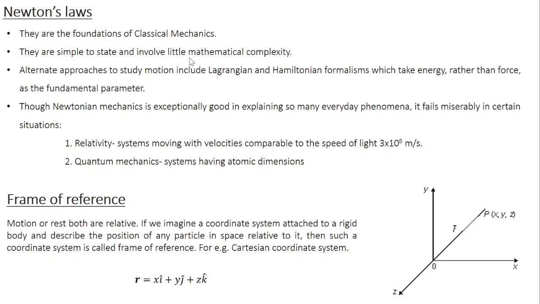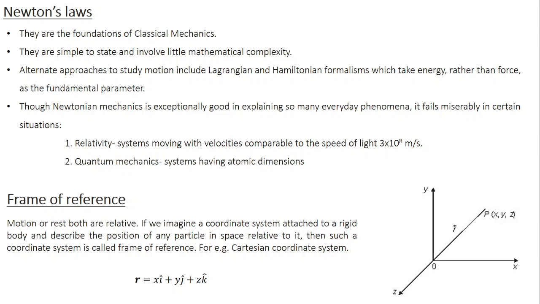For example, if you want to study systems which move with velocities which are comparable to the speed of light. The speed of light is around 3 × 10⁸ meters per second. So at such very high velocities, Newtonian mechanics fails, and you will require new formalisms such as relativistic mechanics.